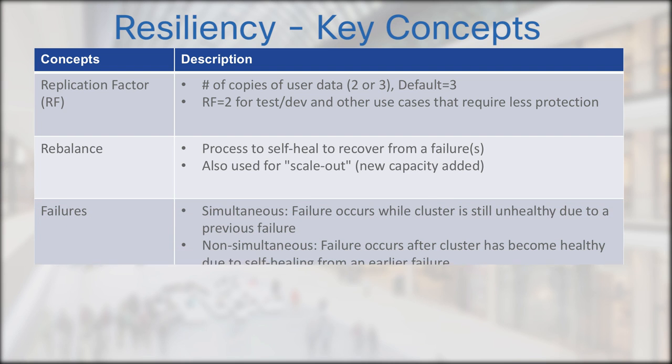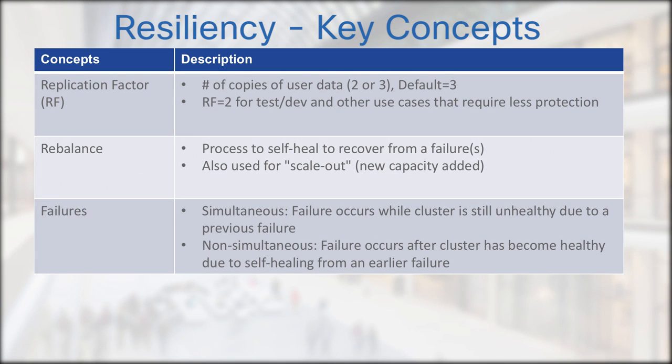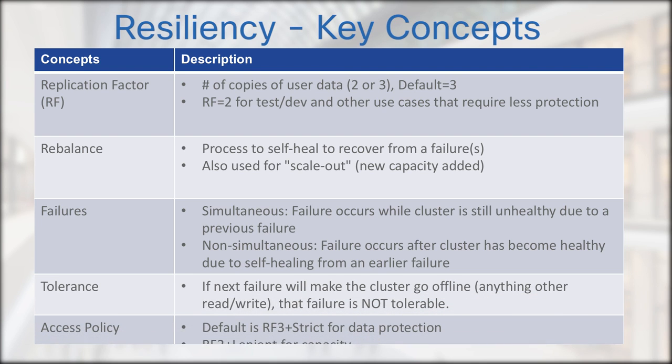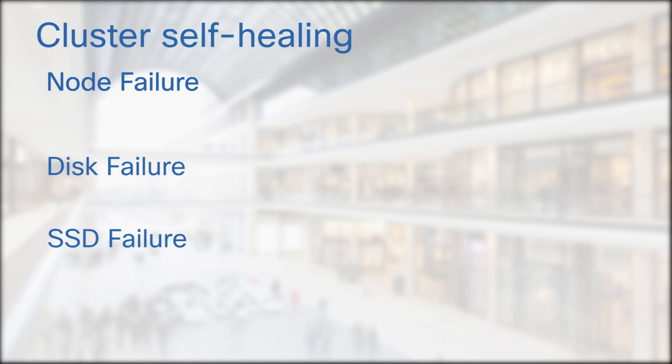Next, in the resiliency hierarchy is failures, which is the matrix of synchronous and asynchronous events that can be tolerated given the configuration details. This directly relates to tolerance, or what the next triggering failure event is. Finally, the access policy is important in determining how strict or lenient the system is with respect to failures and can be changed dynamically. Cluster self-healing takes place across three domains: node, spinning disk, and SSD.